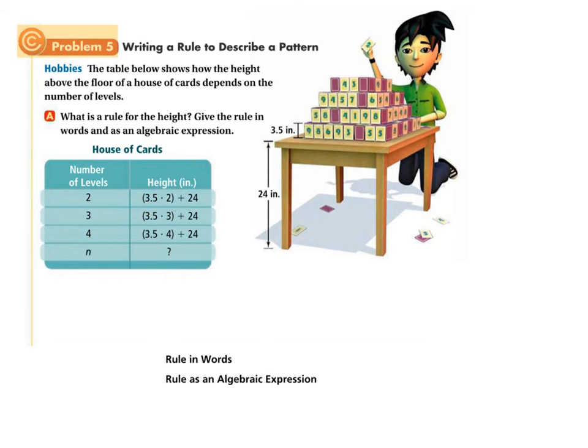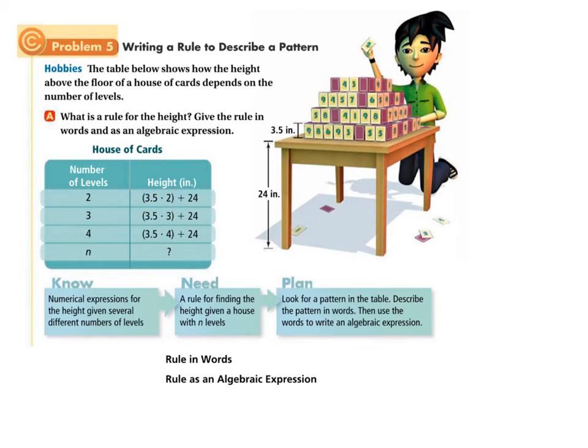Okay, so what do we know? We have numerical expressions for a couple of different levels like this. These are numerical expressions. There's no variable, so it's not an algebraic expression, just numerals and symbols, so numerical expression. We need to find a rule for finding the height for any unknown number n levels, the total height. So if we look for a pattern in this table, we can describe it in words and then describe it with an algebraic expression. But what is going on here?